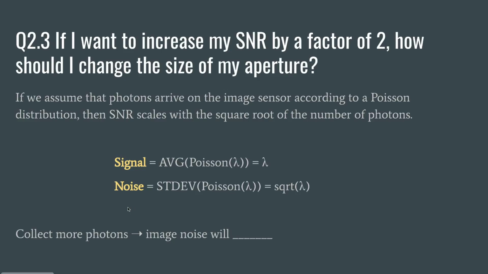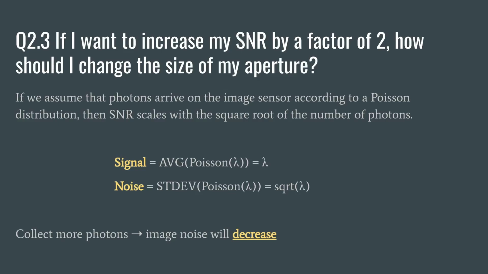So that leads us to the conclusion that if we collect more photons, then the image noise will decrease. So when we increase our SNR, image noise decreases. If we want to increase our SNR by a factor of 2, and SNR scales with the square root of the number of photons, that means that we want to increase the number of photons by 4, because the square root of 4 is 2, so we would then be increasing our SNR by a factor of 2.